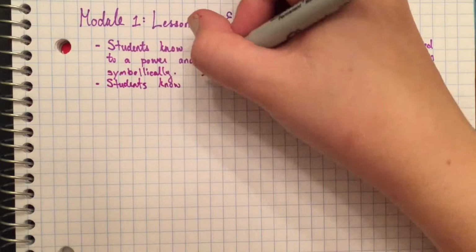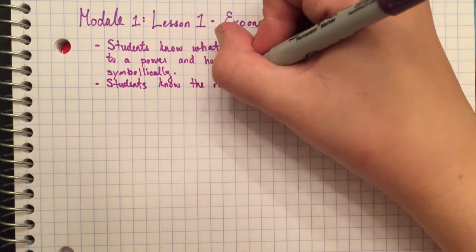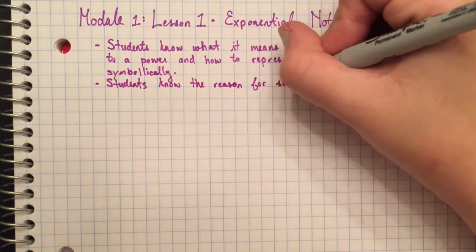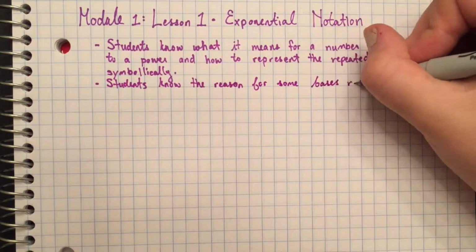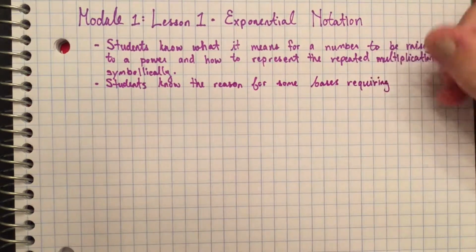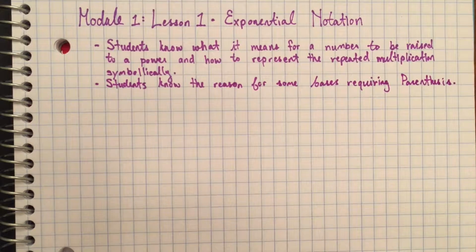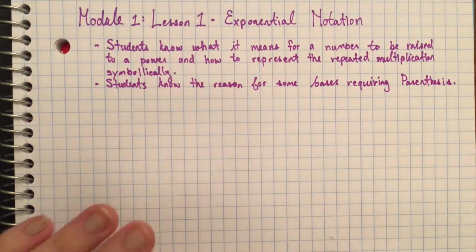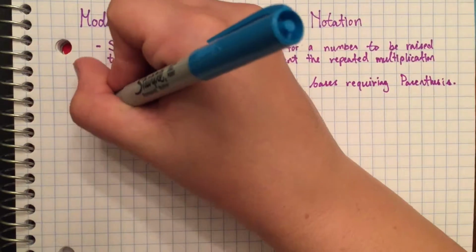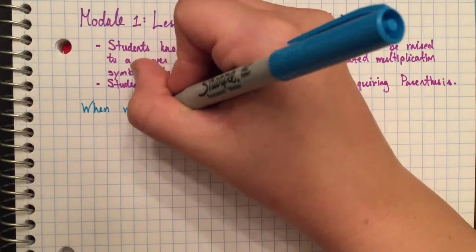Our second objective says students know the reason for some bases requiring parentheses. Now remember in class we talked a little bit about how parentheses change the grouping of a base with its exponents. We want to make sure that we're paying close attention to those ideas.